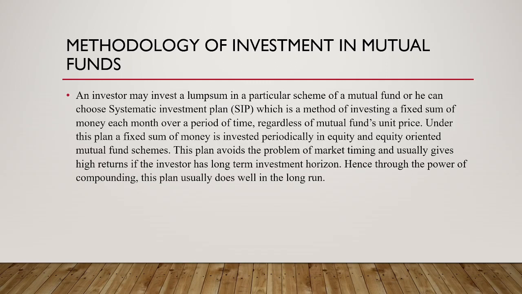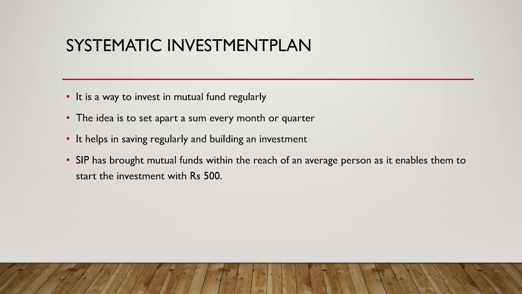The other scheme is wherein you invest every month. For example, every month you pay 1,000 rupees and buy the mutual fund. That is called the systematic investment plan, or SIP, which is a method of investing a fixed sum of money every month. Under this plan, a fixed sum of money is invested in equity as well as equity oriented mutual fund schemes, and it avoids the problem of market timing. Usually it gives a higher return if the investor has a long term investment horizon, and through the power of compounding this plan usually does well in the long run.